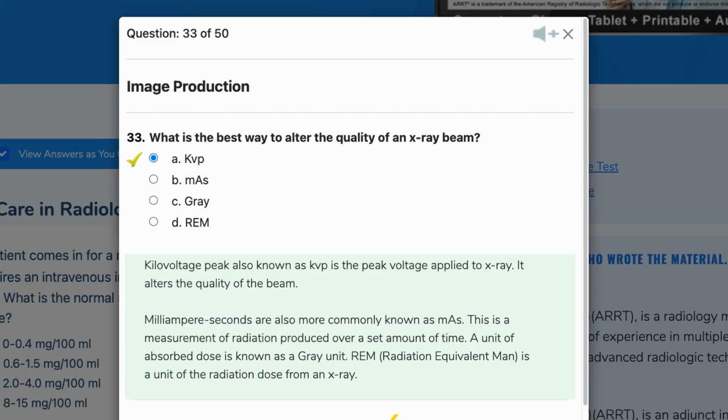Milliampere seconds are also more commonly known as MAS. This is a measurement of radiation produced over a set amount of time. A unit of absorbed dose is known as a Gray unit. REM, radiation equivalent man, is a unit of the radiation dose from an X-ray.